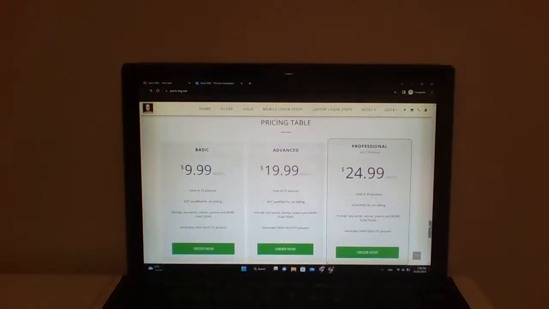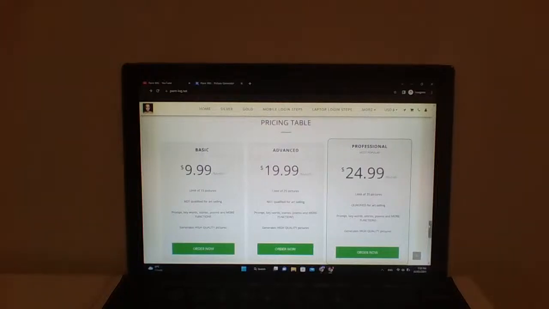The price difference between the advanced and professional plan is very little. It's just $4.99 of a price difference. But the services are quite different. The professional plan offers a greater variety of services. That's why we highly recommend the professional plan, because it is our most popular plan.